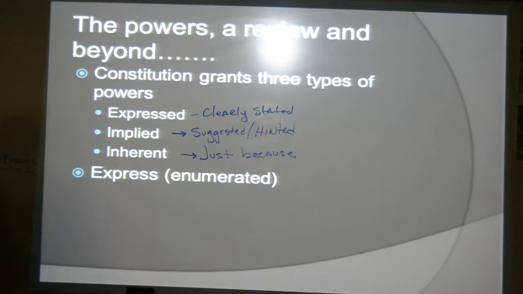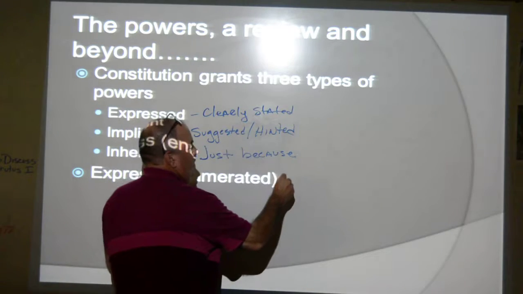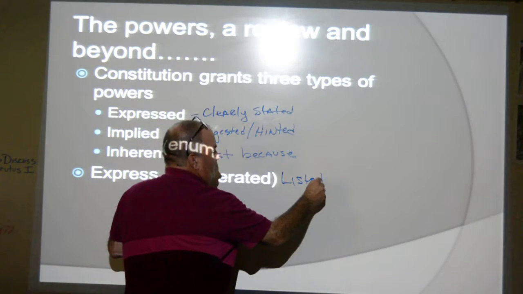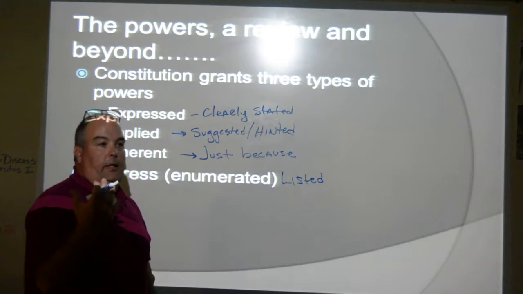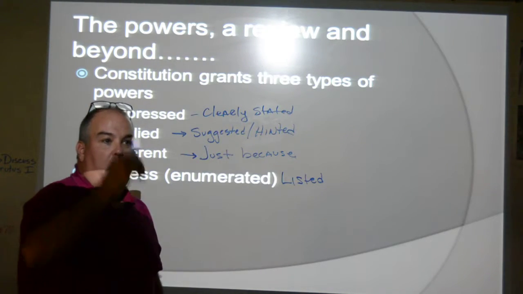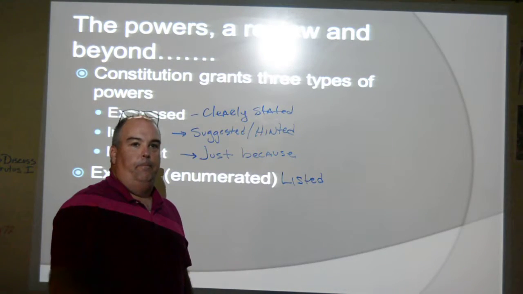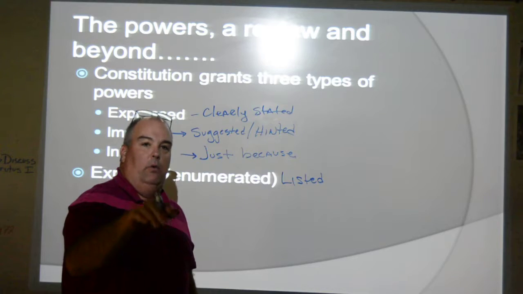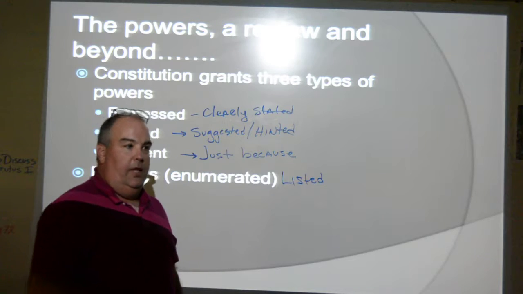Express powers. These are primarily enumerated, meaning listed. They're in the Constitution. Article 1, Section 8, Clauses 1 through 17. They're listed. Congress can do this. The President has the power to do this. The Supreme Court has the power to do this.